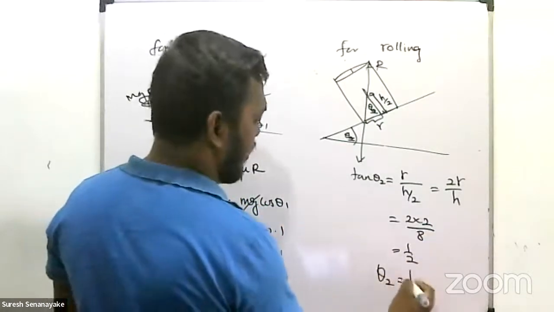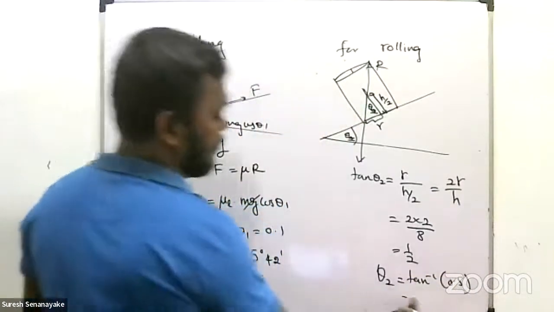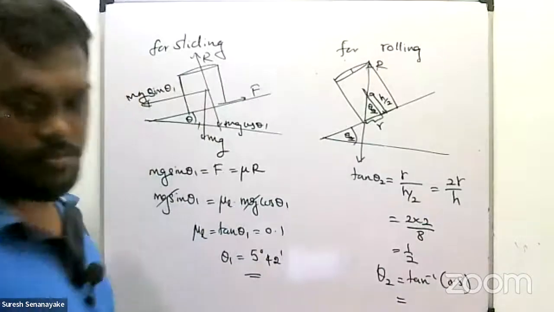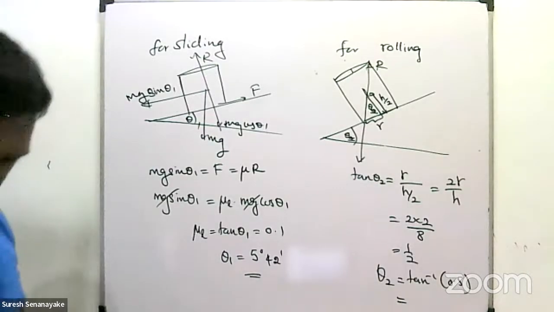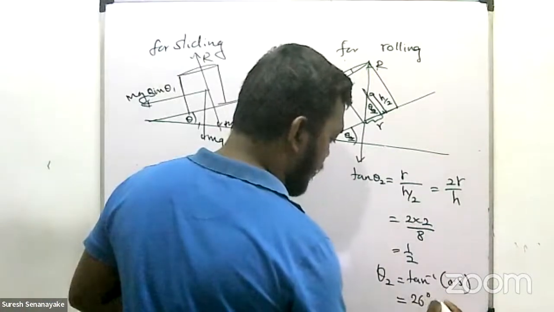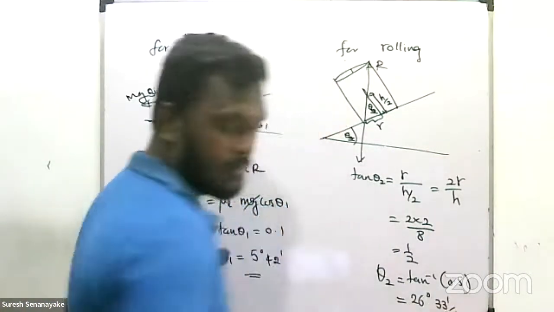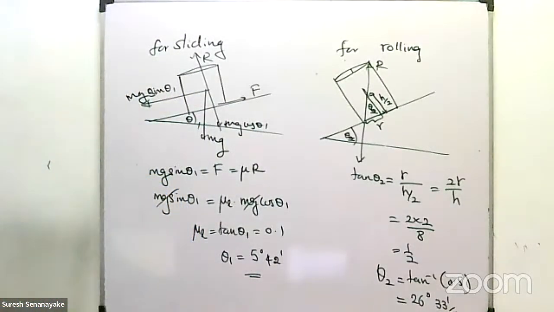Theta 2 is tan inverse 0.5, that is 26 degrees and 33 minutes. Okay.